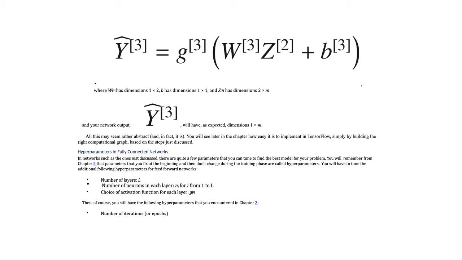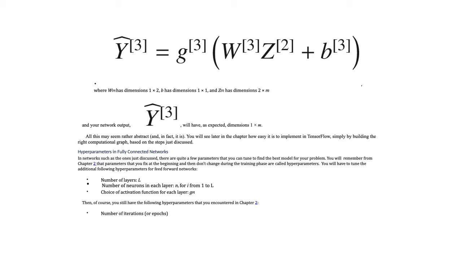All this may seem rather abstract, and, in fact, it is. You will see later in the chapter how easy it is to implement in TensorFlow, simply by building the right computational graph, based on the steps just discussed. Hyperparameters in fully connected networks. In networks such as the ones just discussed, there are quite a few parameters that you can tune to find the best model for your problem.